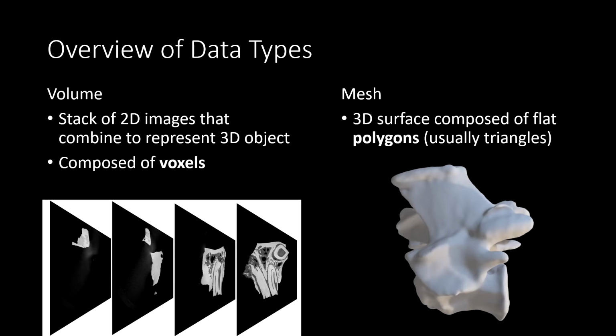Only CT data is going to generate a volume that has the internal and external structure. Surface scanning directly generates a mesh. However, meshes are required for almost all kinds of analysis, so inevitably you will end up having to generate a mesh from the volume for a CT scan.